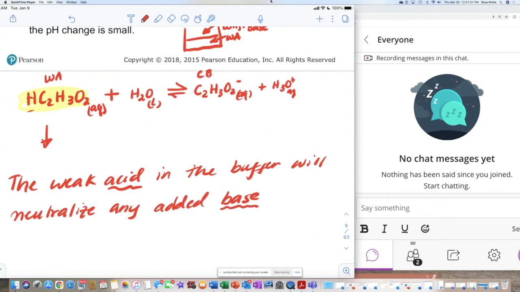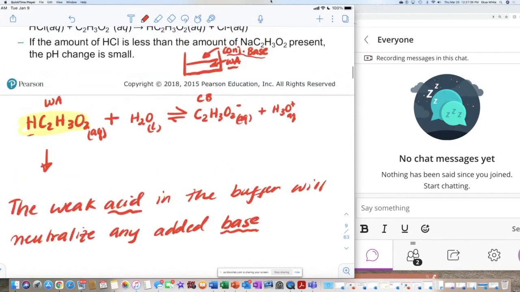Once you have your buffer ready, you got everything mixed up. You've had the weak acid and conjugate base in there. How are they reacting? How are they acting? You have your weak acid neutralizing any added base. So it's important in your recipe to have the weak acid because the weak acid will neutralize any added base.